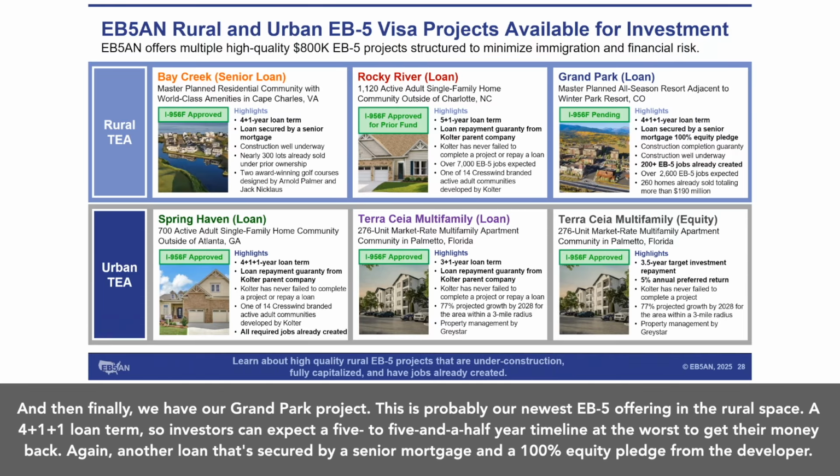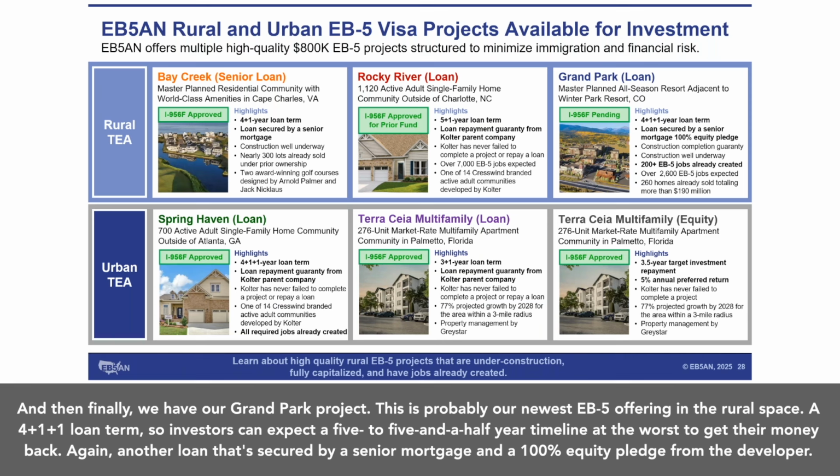And then finally, we have our Grand Park project. This is probably our newest EB-5 offering in the rural space, a 4+1+1 loan term, so investors can expect a 5 to 5.5 year timeline at the worst to get their money back. Again, another loan that's secured by a senior mortgage and 100% equity pledge from the developer.